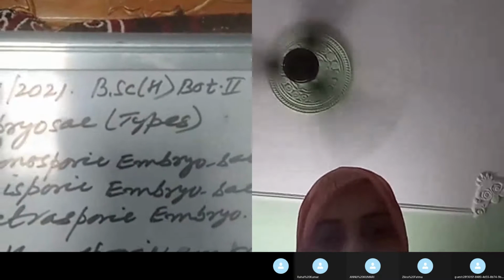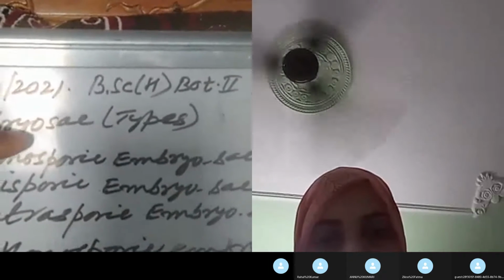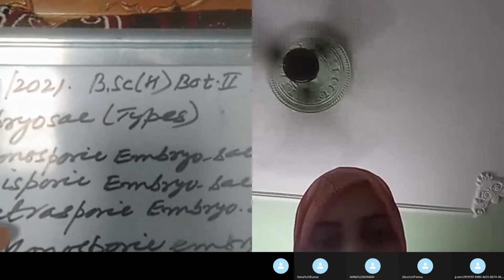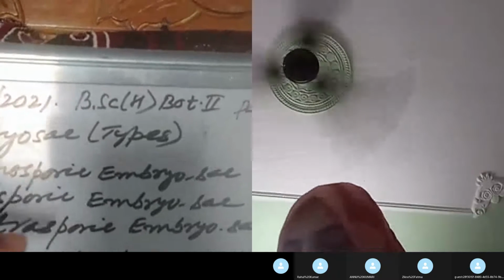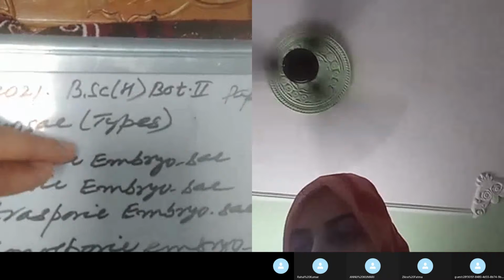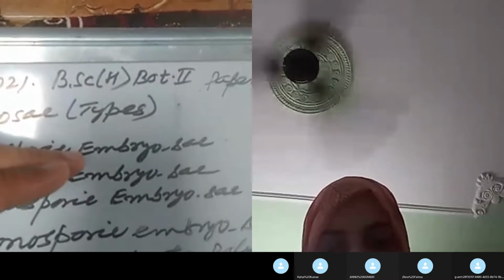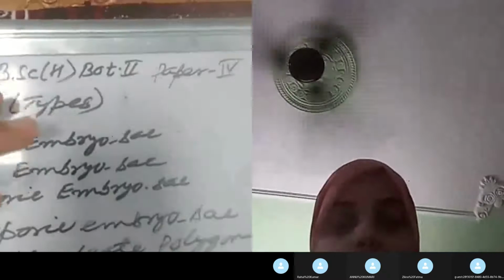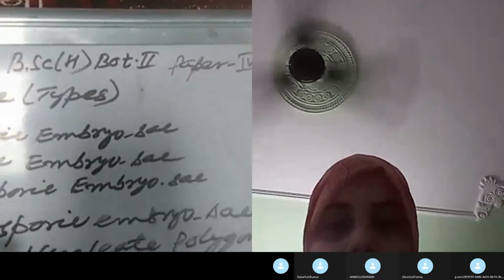This is the whiteboard on which the diagrams have been sketched. Here I have written the embryo sac and its types. We are studying today the types of the embryo sac. The embryo sacs are of three major types: monosporic, bisporic, and tetrasporic. In the monosporic embryo sac, a single megaspore nucleus participates in the development of the embryo sac. In the bisporic embryo sac, two nuclei participate. In the tetrasporic embryo sac, all four haploid nuclei participate in the development of the embryo sac.